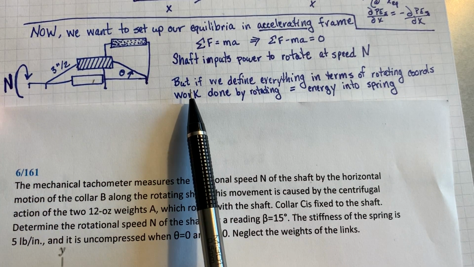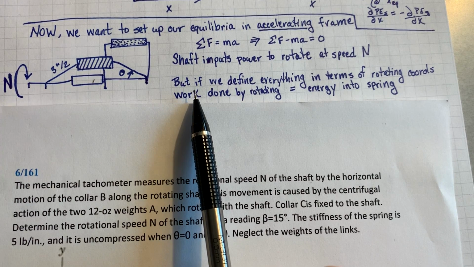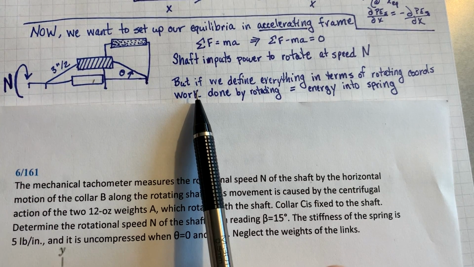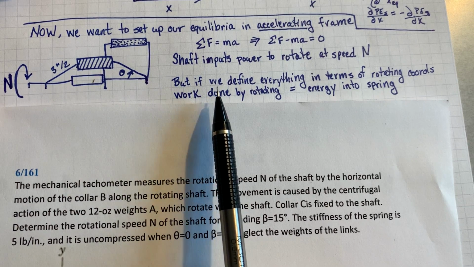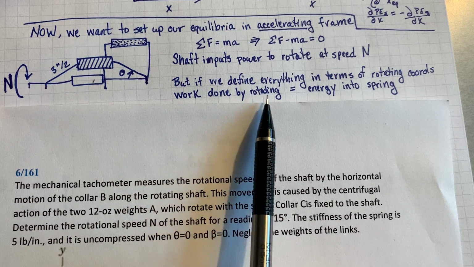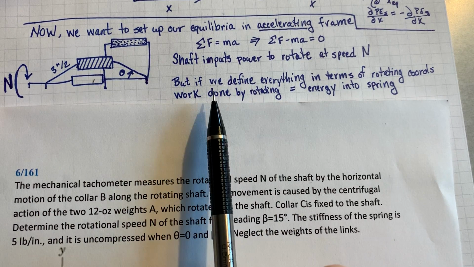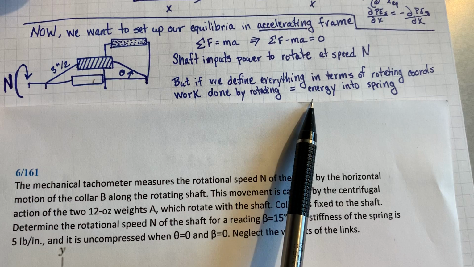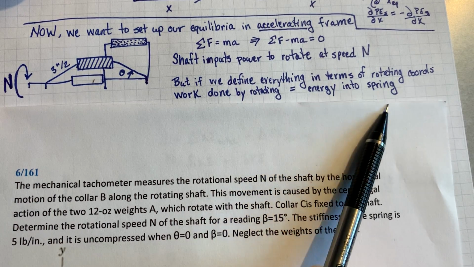So for virtual work methods, we're looking for equilibrium in these dynamic reference frames. So we're looking for things in terms of a rotating coordinate system, and then the work done by that rotation, and a small increase in that is going to result in a small increase in energy into the spring.